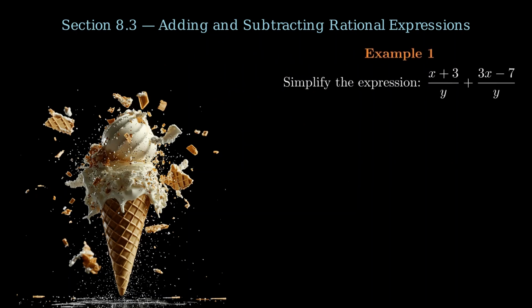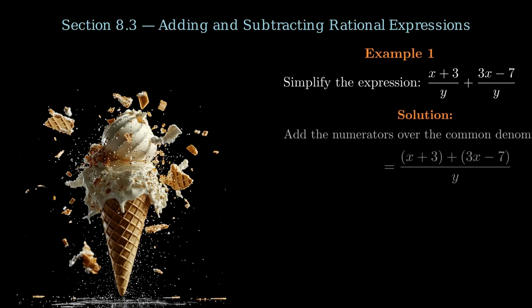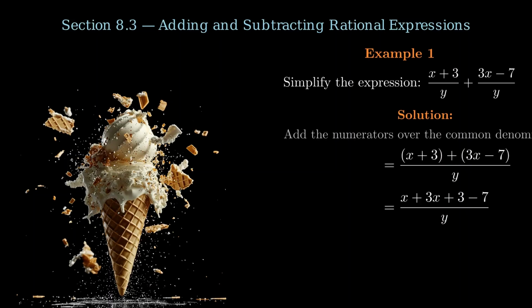Let's practice with an example. Simplify the expression x plus 3 over y plus 3x minus 7 over y. Since the denominators are both y, we can add the numerators directly. Combining the terms gives us x plus 3x minus 7 all over y.